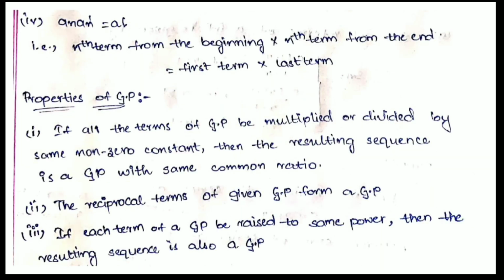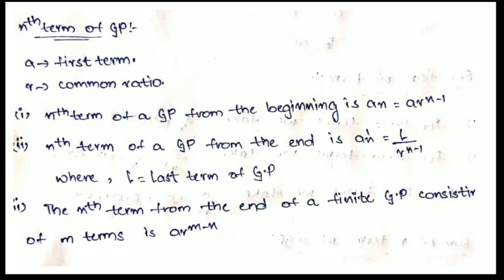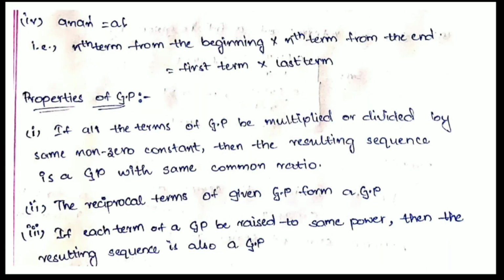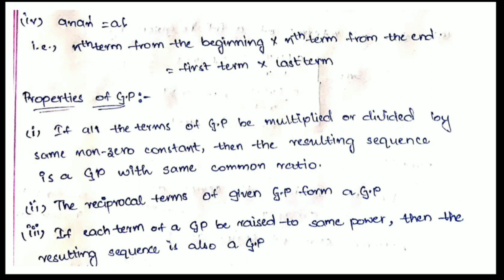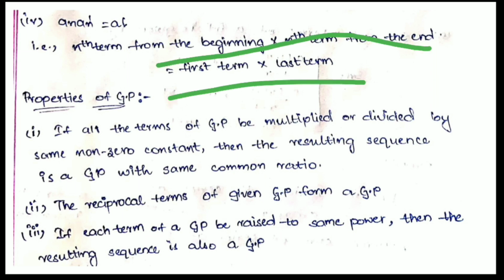And next, we know from the previous one that an into an dash equals a into l, that is first term into last term. An into an dash equals al, that is the nth term from the beginning into the nth term from the end is equal to the first term into the last term.